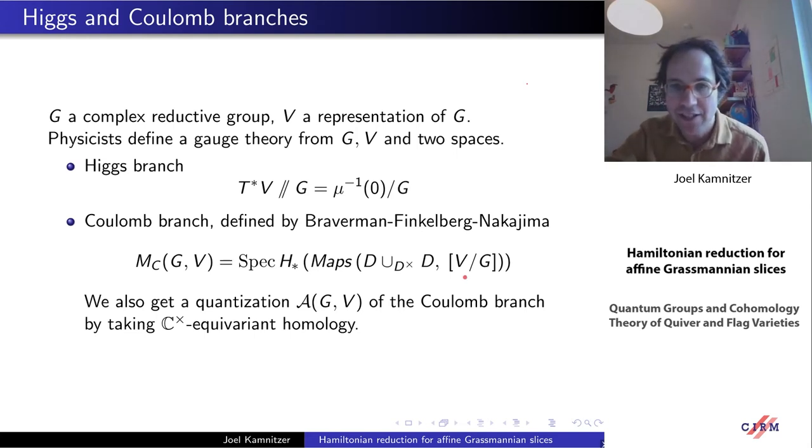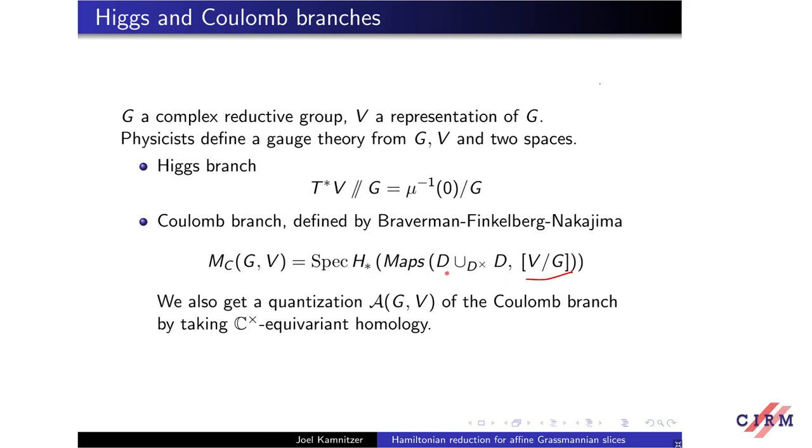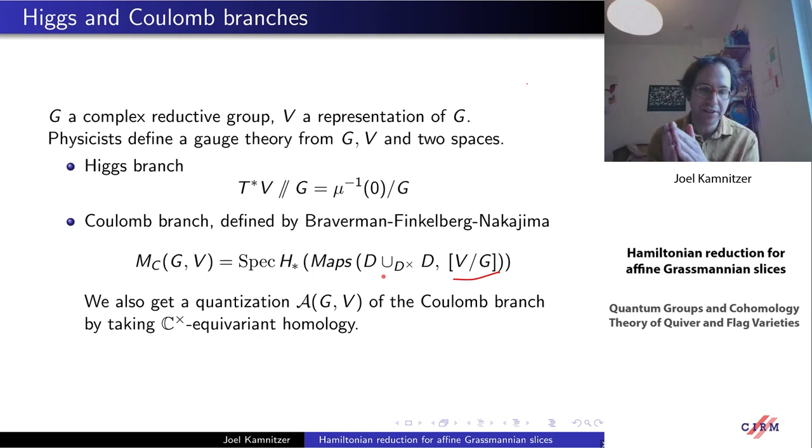So we take V and G and we form its stack quotient, the stack quotient of V by G. Then we consider this thingy, the union of two copies of the disk over the punctured disk. So it's a non-separated curve with a doubled origin. D here is just a formal disk. So we take a formal disk with a doubled origin: two copies of the formal disk glued along the punctured disk. And we consider maps from that non-separated curve into the stack V mod G.